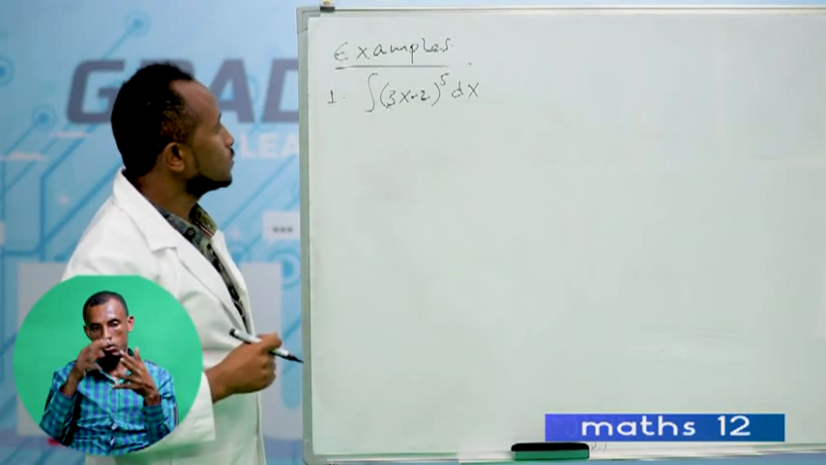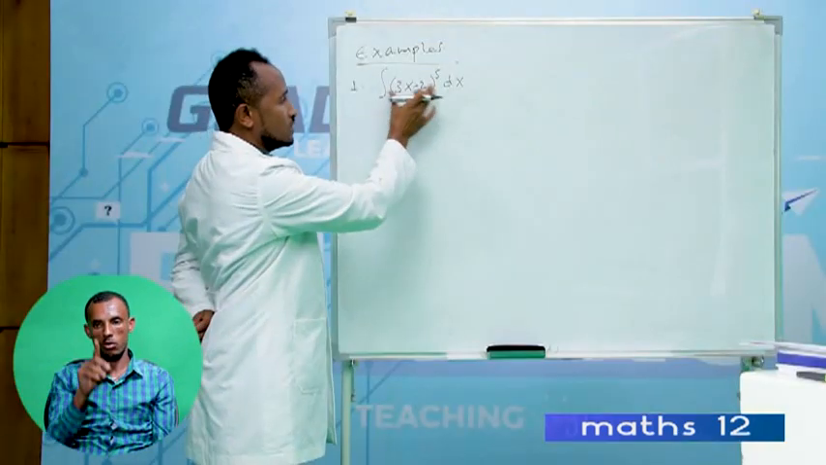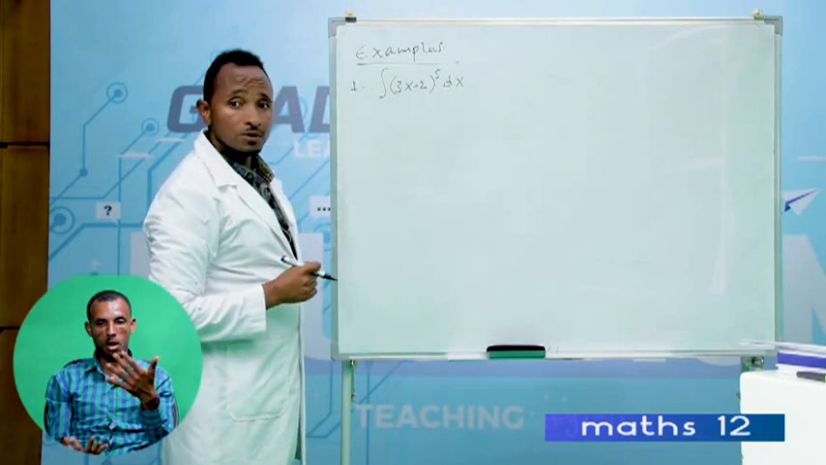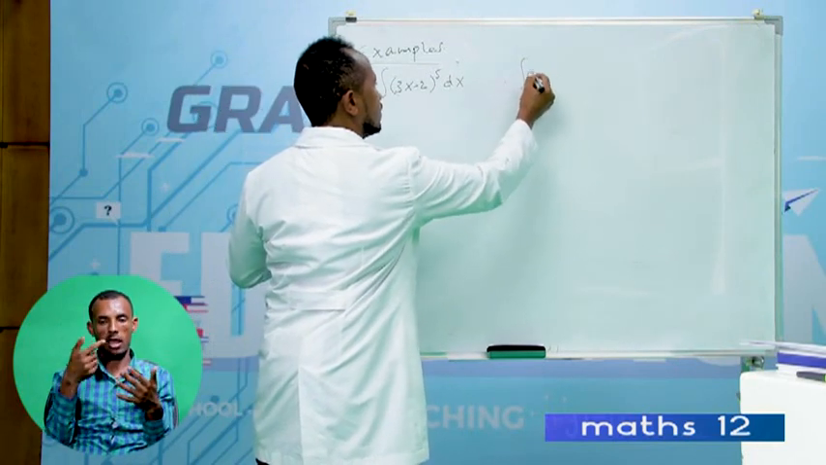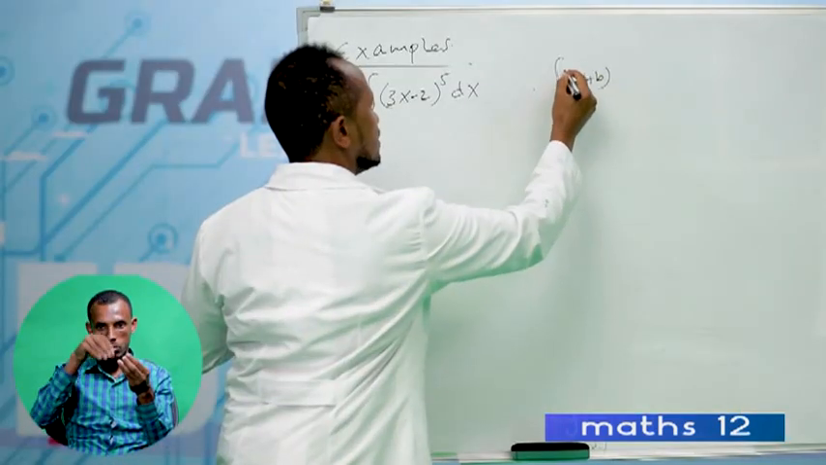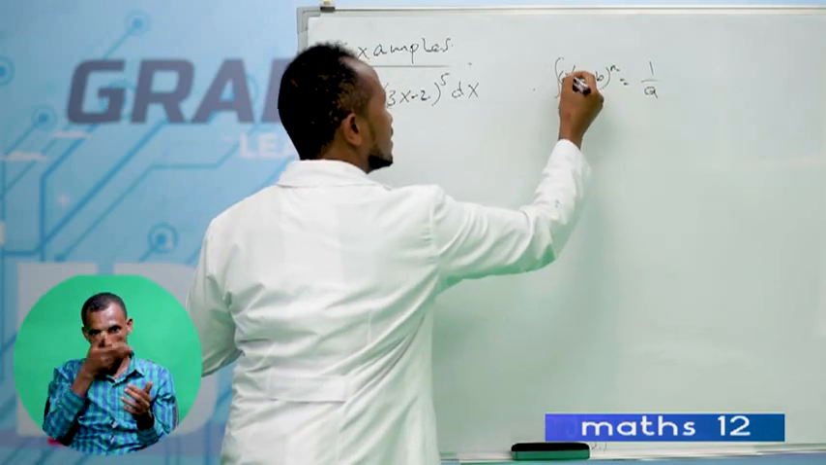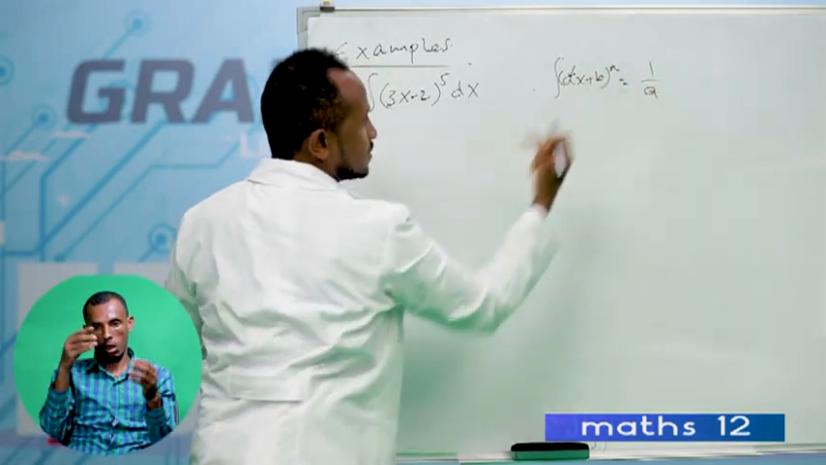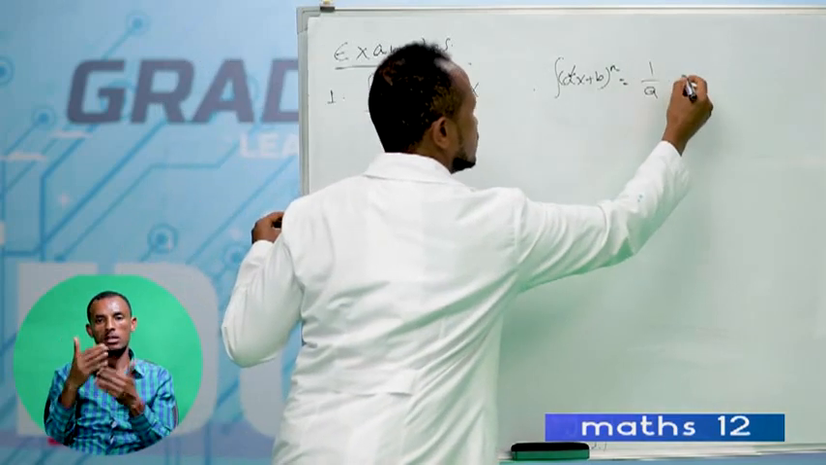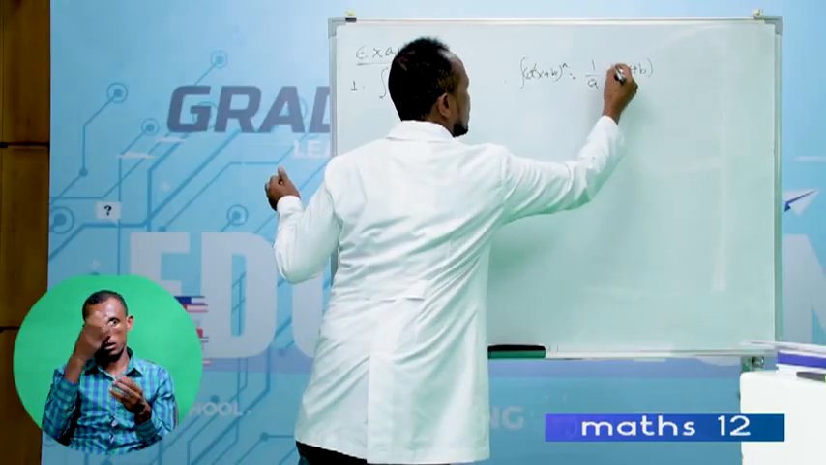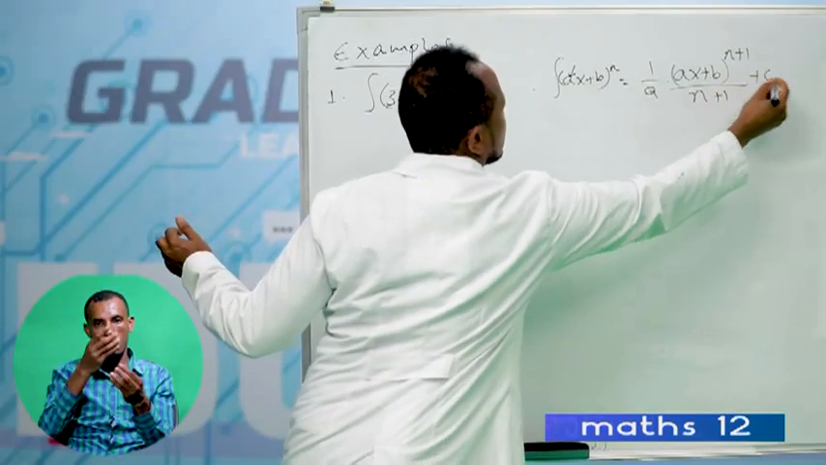Integration of (3x - 2)^5 dx. By the way, you can use the general formula to integrate this. We put the general formula to remind you. It's the integration of (ax + b)^n dx, which is simply equal to 1 over a, the reciprocal of the coefficient of x, times (ax + b)^(n+1) over n + 1, and you put the constant c.